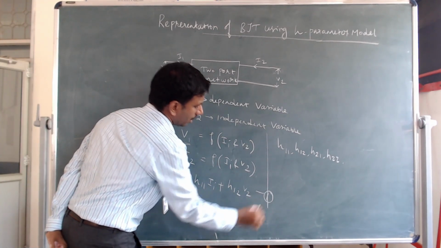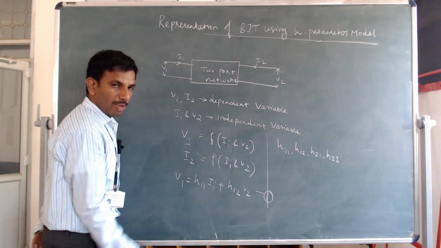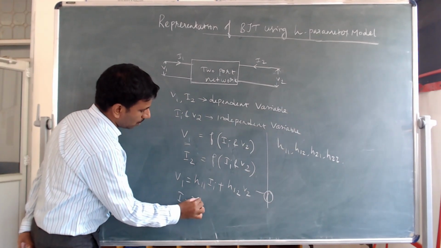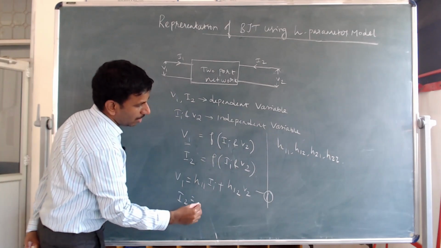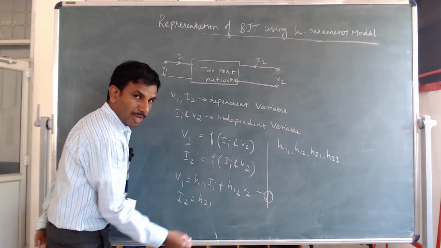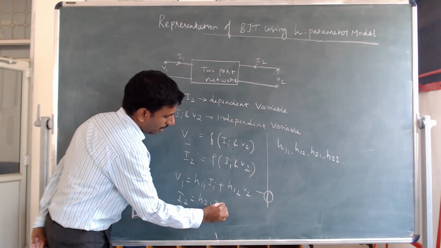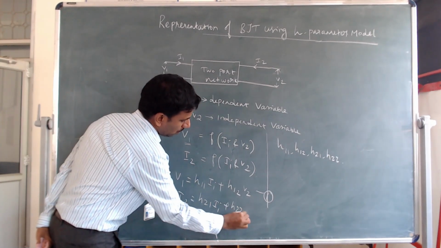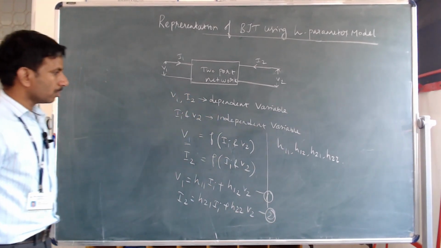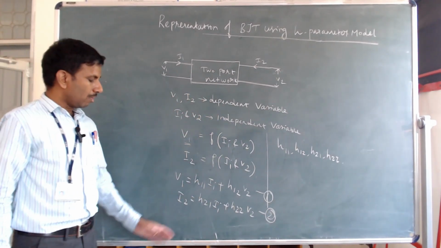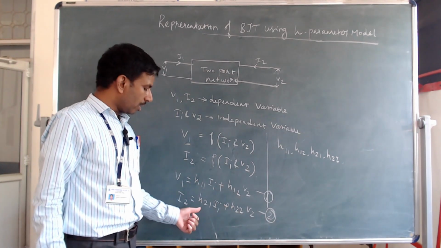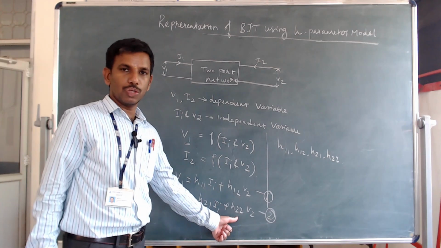That is the first equation, followed by the second equation for the output current: I2 equals H21 times the same independent variable I1, plus H22 times V2. From this we will find out what H11, H12, H21 and H22 are.